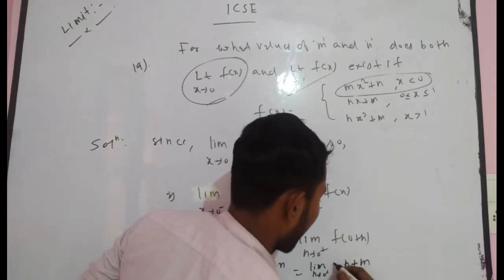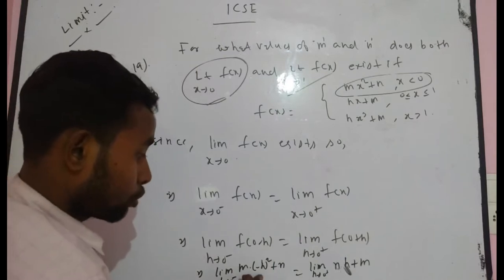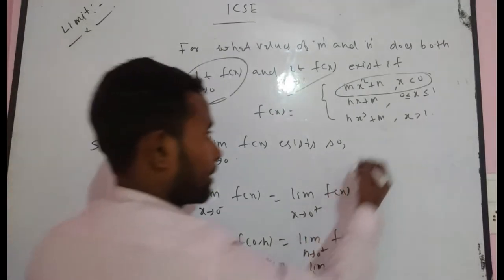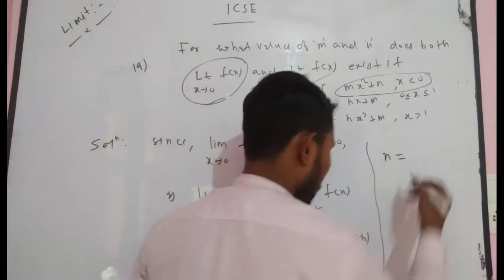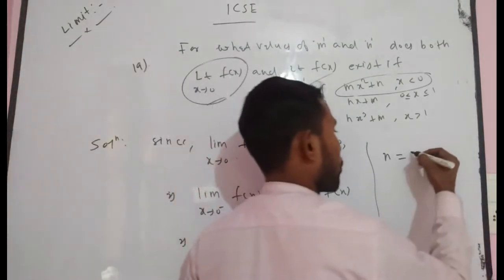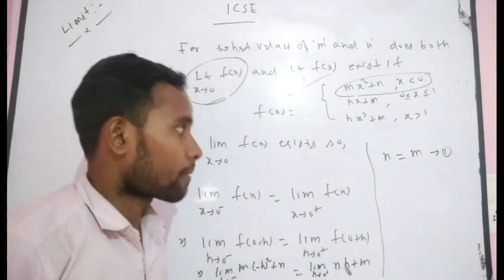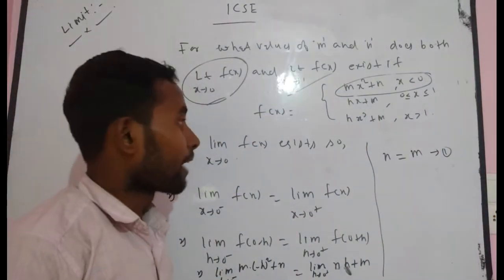Here it will be n and it will be h. Now you have to put h equal to 0, then you get n. If you put h equal to 0, you get n. That means from this expression you get n is equal to m. This is your first equation. You get n is equal to m.